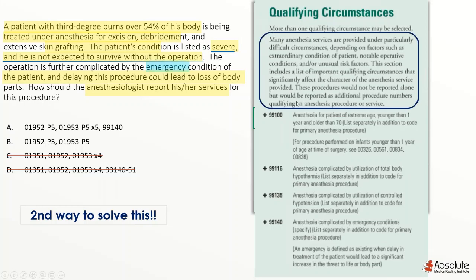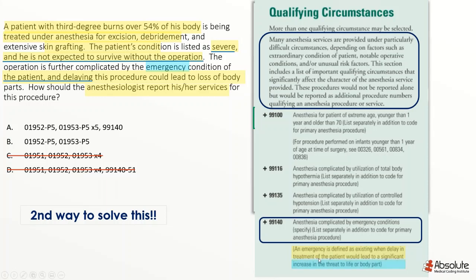We know with the anesthesia, this condition of the patient is emergent. Okay, so we cannot delay. All right, so we know that's why we're going to need this here. Okay, 99140. Okay, emergent condition. We cannot delay giving this person treatment.